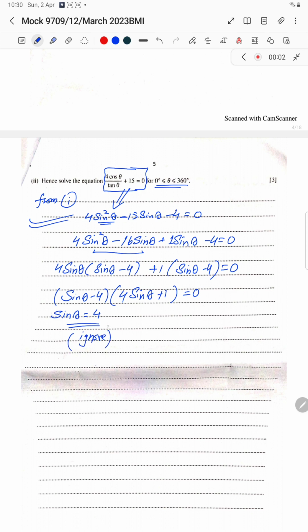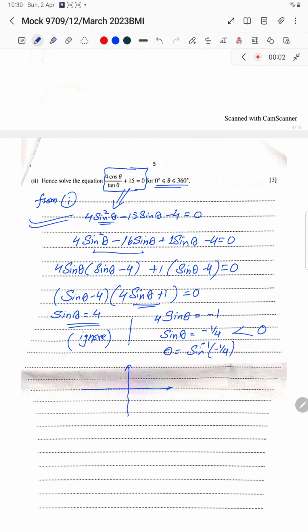And if you use a calculator, you will not get an answer with sine inverse of it. The other factor gives 4 sine theta equal to -1 once you equate it to 0. So sine theta is -1 by 4. Theta will then be, since it is less than 0, negative sine inverse of -1 by 4. And you should know in which quadrants sine can be negative.